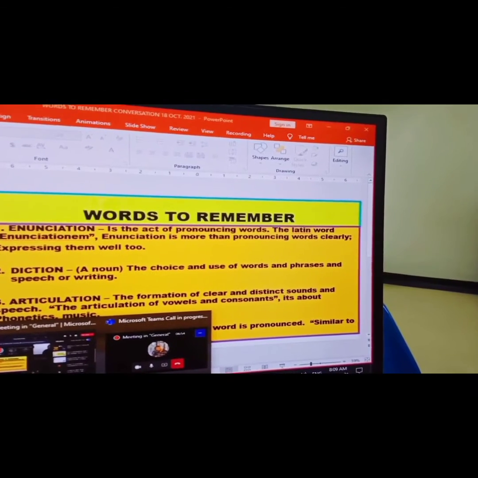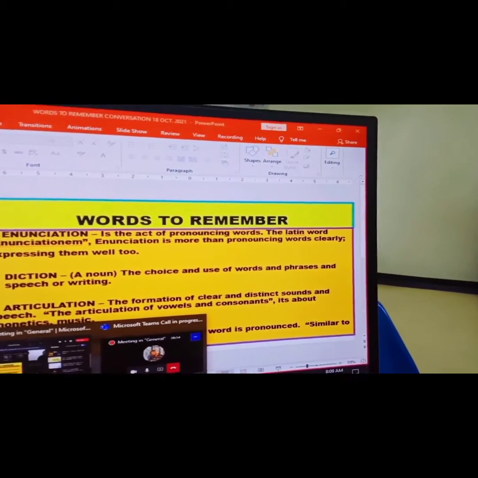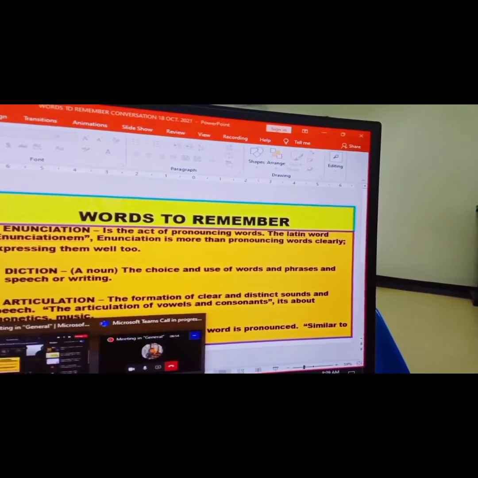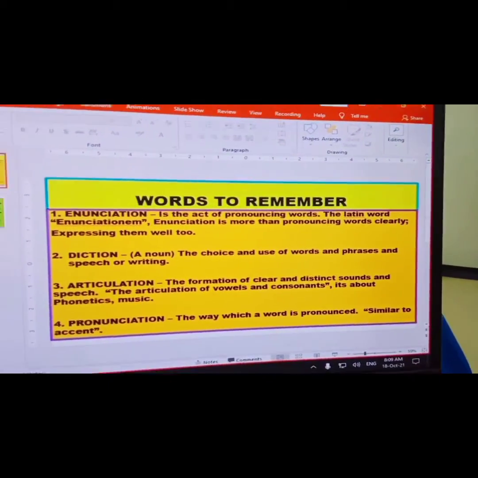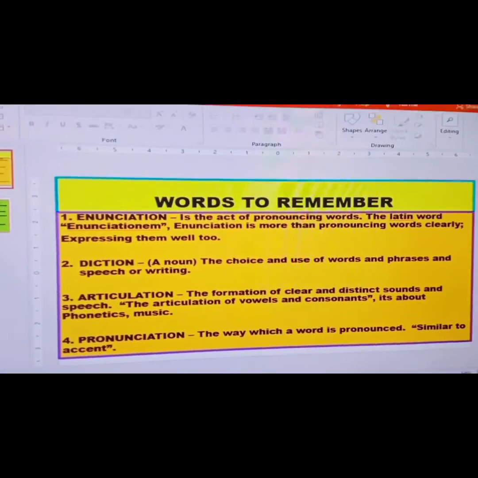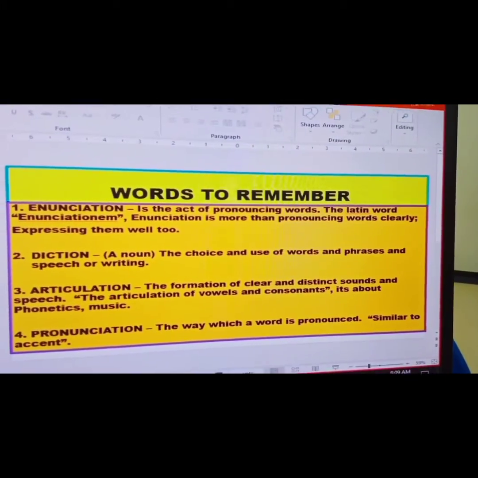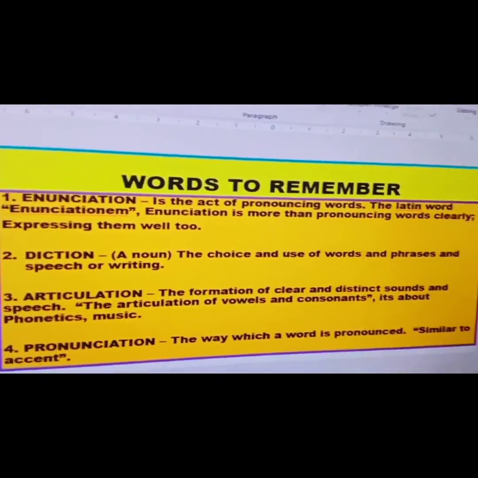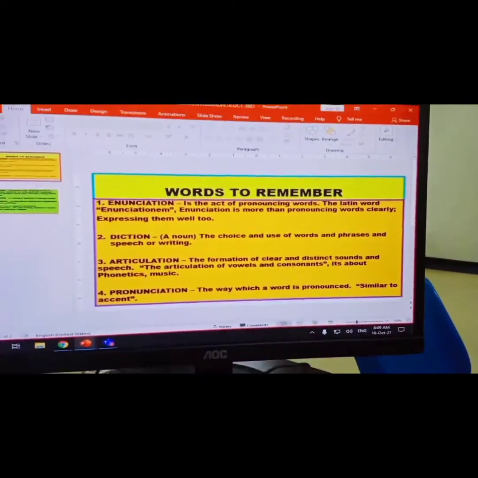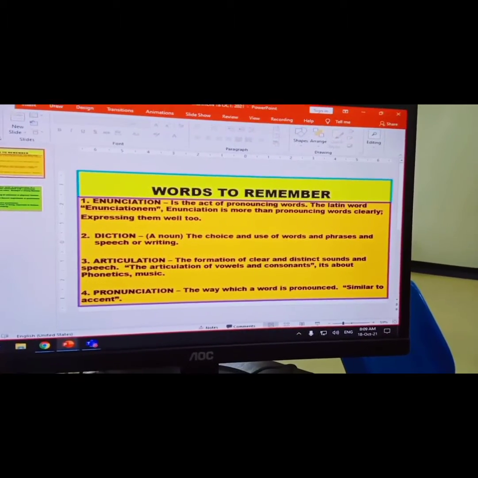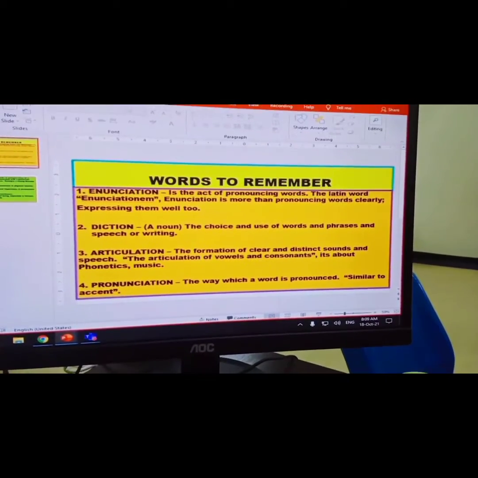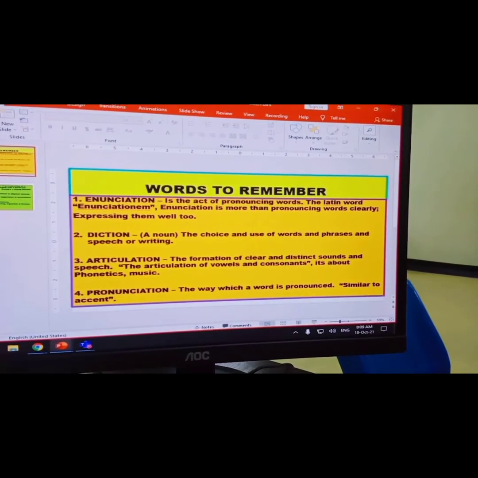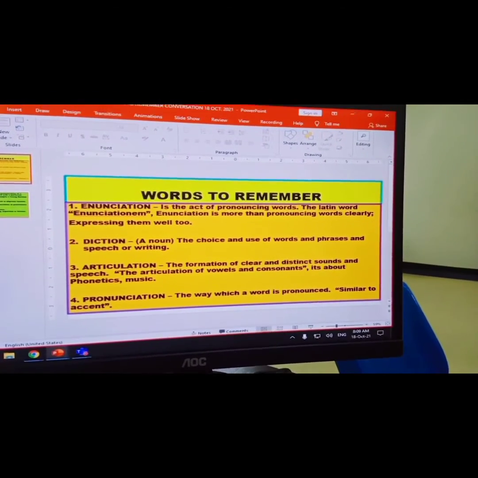But in here, enunciation comes from the word enunciationem. So that will again appear in our final exam. Enunciationem. Enunciation is more than pronouncing words clearly, expressing them well too. So it has a similar meaning about pronunciation. Enunciation, okay, that is speaking clearly.